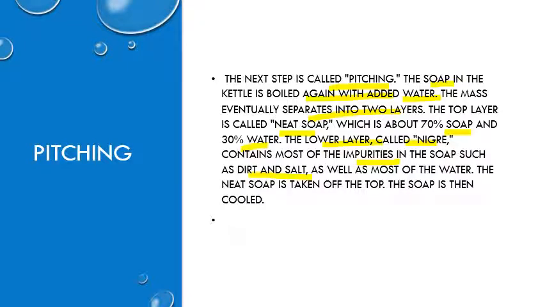So the neat soap is taken out, and then it is cooled, and we give it the desired shape or size we want, and it is ready for the packaging and then for supplying. So this is how the kettle process or the batch process takes place: first the boiling step, then the salting, then strong change, which can be optional, and the pitching step.